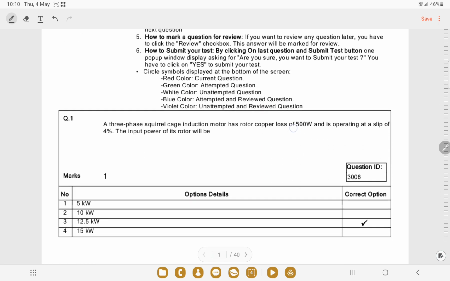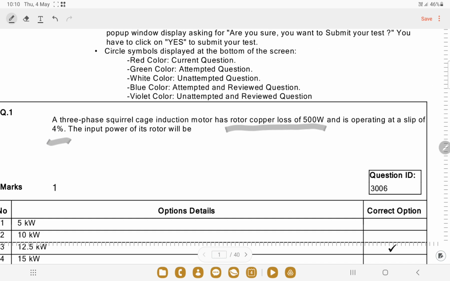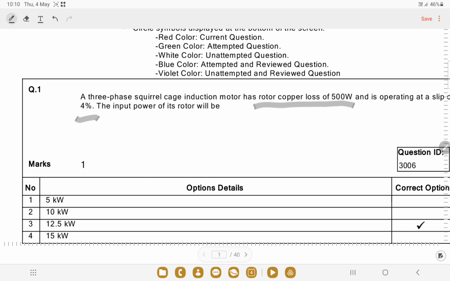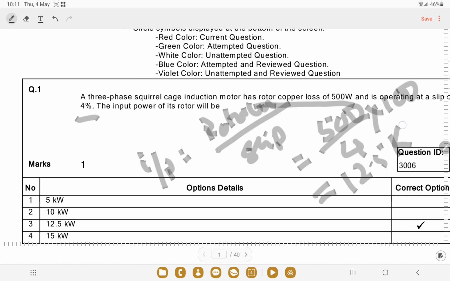The first question here is from induction motor. It is given here that the squirrel cage induction motor has a rotor copper loss of 500 watt and a slip of 4%. We need to find out the input power of the rotor. So input power, we know the formula for input power is equal to rotor copper loss divided by the slip. So here copper loss is given as 500 and we have a slip as 4%. So if we solve this, we'll get around 12.5 kilowatt. So answer is 12.5 kilowatt.